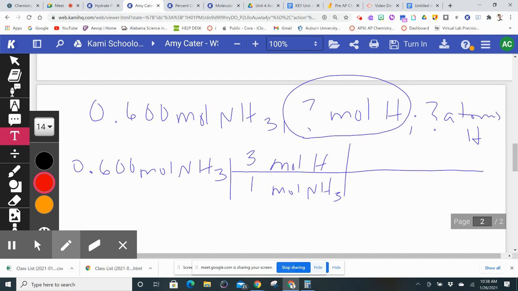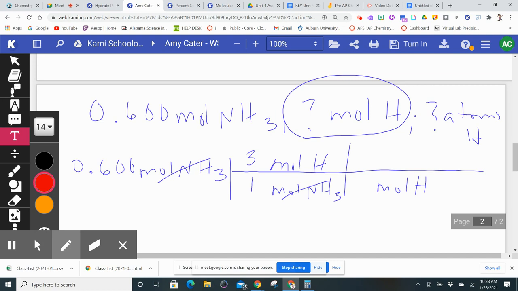Okay, now let's do one more. We're not quite done with this. So let's say I now know how many moles of hydrogen I have, but I don't want that anymore. Now I want to know how many atoms of hydrogen that is. So moles of hydrogen goes on the bottom.